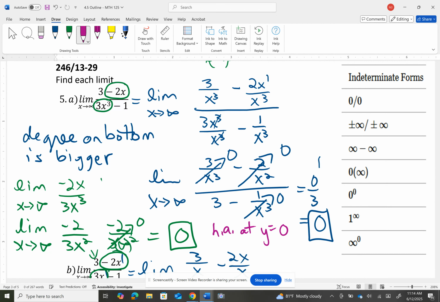That means if we were to look at the graph of that function, that the ends of that graph would be approaching the x-axis. The x-axis would be a horizontal asymptote.